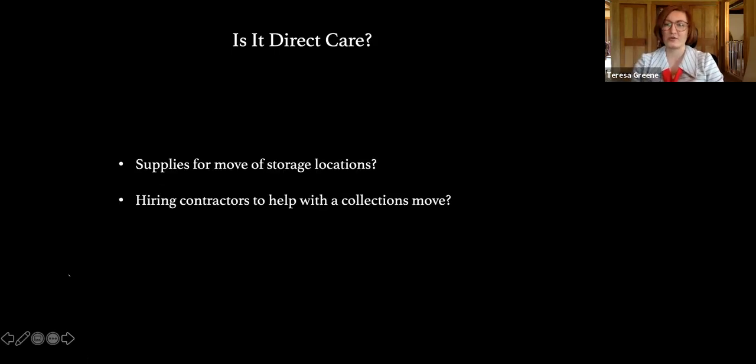All right, so say you have to move storage. Are supplies for that move direct care? I personally think that would be a yes. But is hiring contractors to help with the move direct care? On the one hand, if you contract out conservation, you do pay labor to the conservator and that counts as direct care. But if you do in-house conservation, you don't count your salary. You can't apply that to direct care. So is paying the wages of contractors to help with a small defined move direct care, or operating costs?